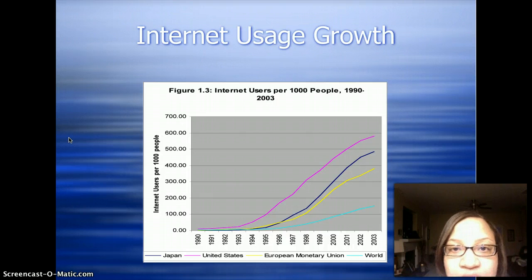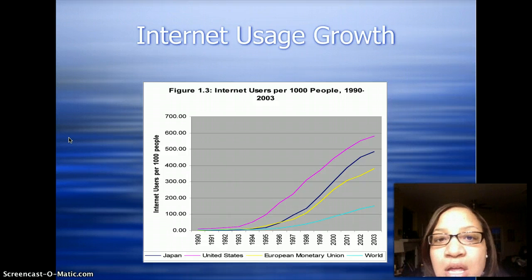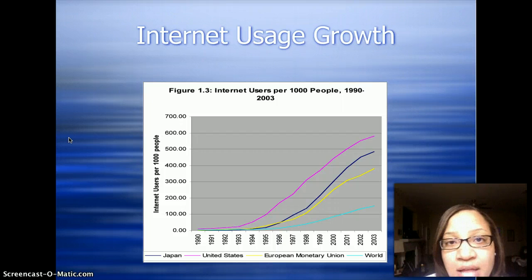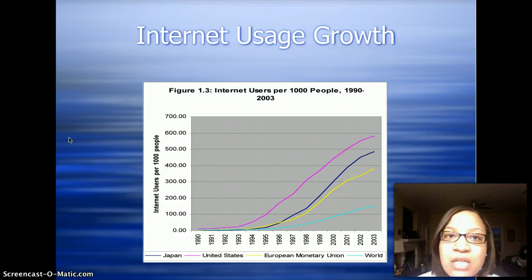And this chart just shows the internet usage growth from 1990 to 2003. That doesn't even include internet growth from 2003 to 2015 to present day. Now, a lot of people are using their cell phones for internet usage. Look at Wake County Public Schools. Now kids are being allowed to have phones during lunch just because of the access that we have now to the internet and technology.